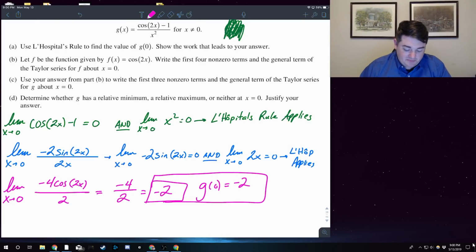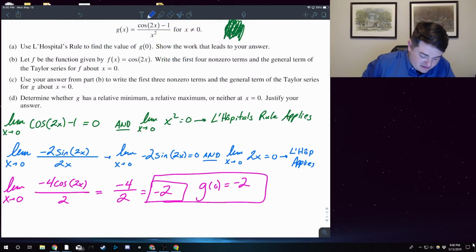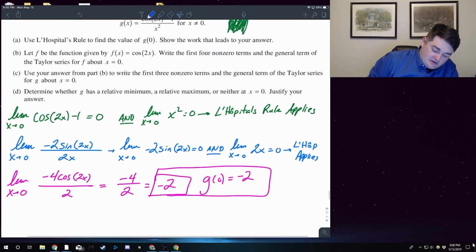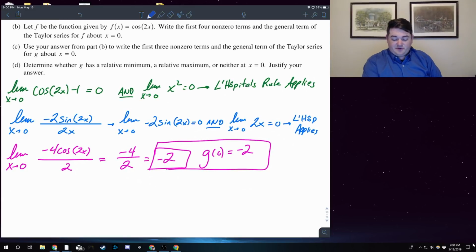Okay. B and C are going to be BC only. So AB friends, now's your chance to get a drink. B, let f be the function given by f of x equals cosine 2x. Write the first 4 terms and the general term of the Taylor series for f about 0.